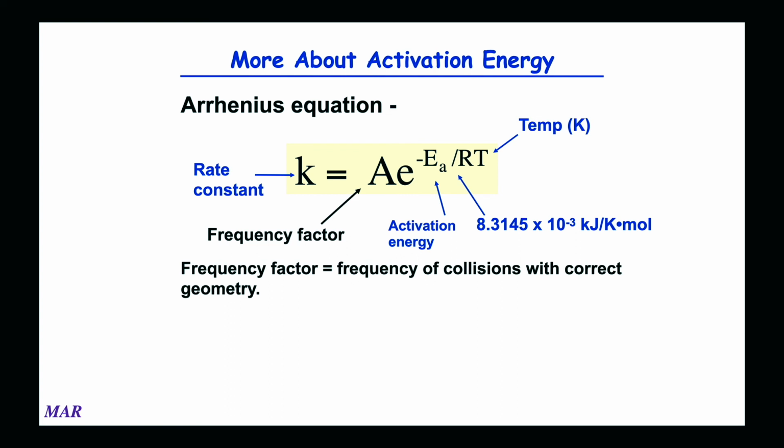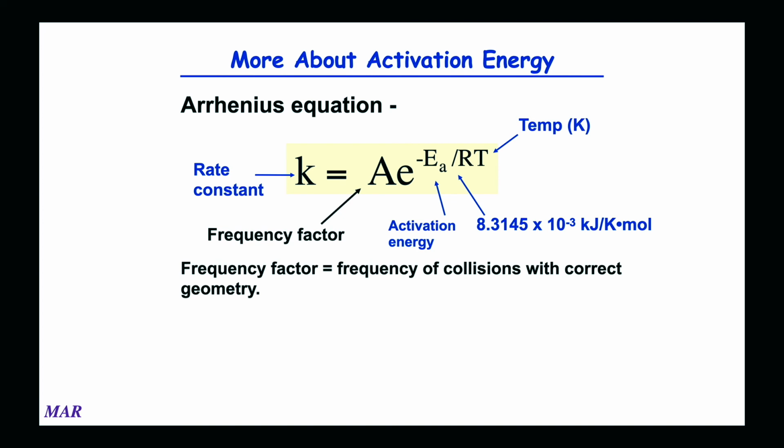And it looks kind of funky at first, so let's dig through this here. The rate constants k we've seen and talked about do vary with temperature. And so what Arrhenius came up with is that the rate constant k equals a big A, and that's called the frequency factor. And frequency factor is related to the frequency of collisions with the correct geometry. There's more you can do with that, but we're not going to talk about it too much in this class.